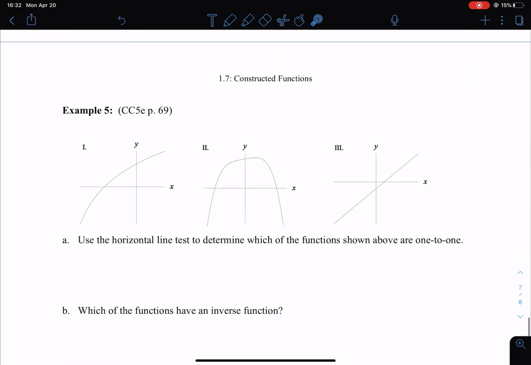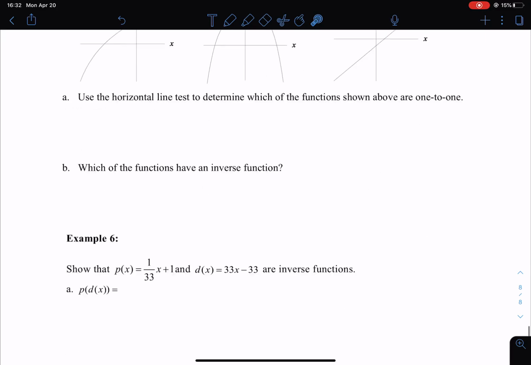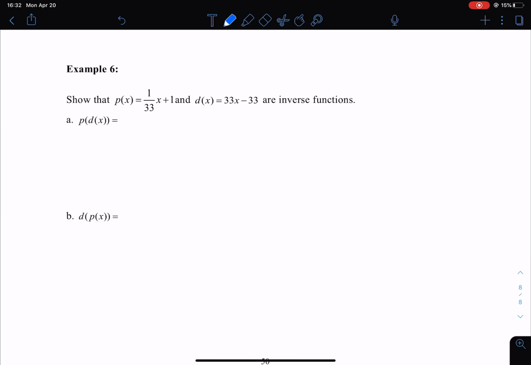So we use the horizontal line test. This is one-to-one, but this one is not one-to-one because we have two intersections. This is one-to-one. And now an example exercise, example 6.